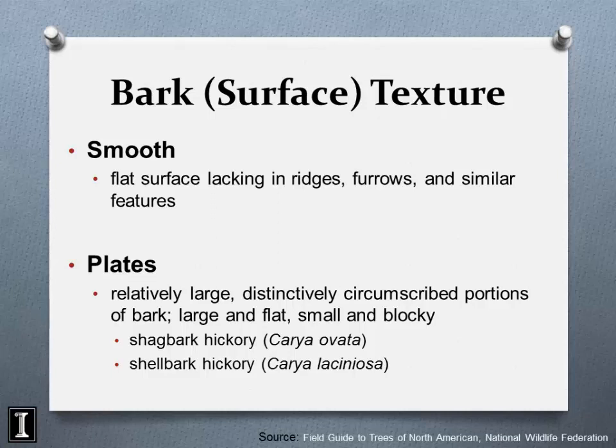Now we're going to jump to smooth bark, okay? Basically, it lacks furrows, ridges, or other similar features. It's smooth, real simple. Then we have trees that are platy, more platy in appearance. Usually this platy appearance occurs as a tree matures, gets bigger, gets older. A classic example of platy bark is shagbark hickory. That's how we refer to its bark texture.